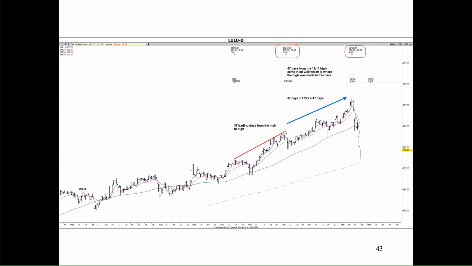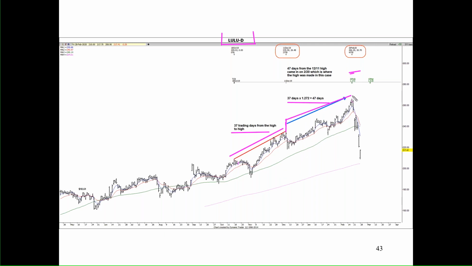Let's go back to an example of what we're really doing, but the computer's doing it for us. Here's a daily chart of Lulu. One of the cycles I would use is a prior high to high cycle. Between this high and this high was 37 trading days. You would multiply that, in this case, by 1.272. Actually, you would multiply it by all the ratios, but this is just the one we're showing in this example. So 37 days times 1.272 is 47 days. That means you're projecting 47 days from this last high for the next possible change in trend.